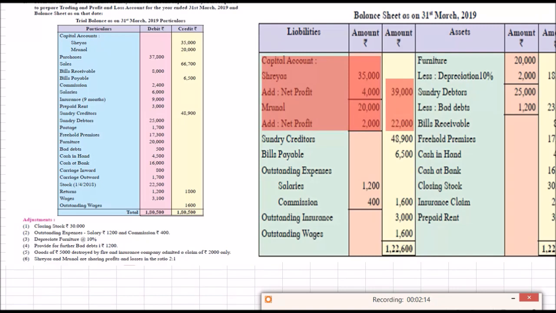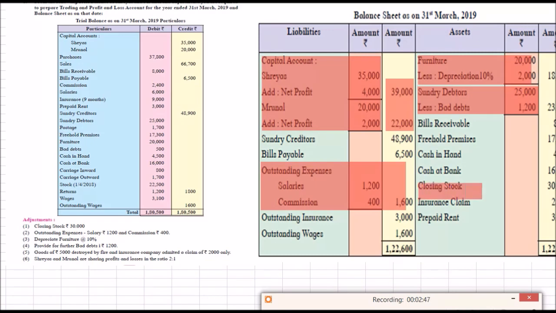And later on sundry creditors and outstanding expenses, whatever outstanding expenses there are, we mention here. Then there's furniture, with the adjustment of 10% depreciation on furniture. And for sundry debtors, we always have bad debts and RDD, reserve for doubtful debts, adjustments. In this problem there is no adjustment for the RDD. So next, all the entries come the same: whatever entries come on the asset side of the balance sheet, we entered.